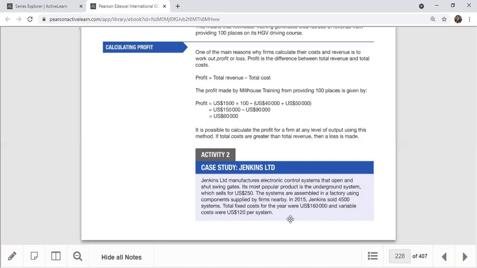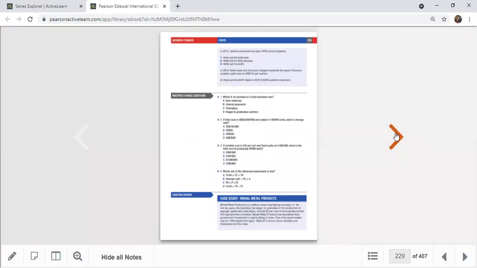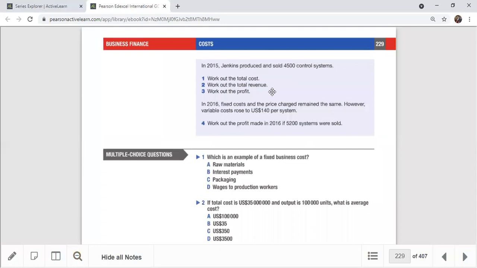Fixed cost is 160,000, the variable cost per unit is 120, and they are selling the item for 250. They produced 4,500 systems. These are all the inputs they have given: fixed cost, variable cost per unit, selling price, and quantity produced. They're asking a couple of questions. In 2015, Jenkins produced and sold 4,500 control systems. Work out the total cost, work out the total revenue, and work out the profit.